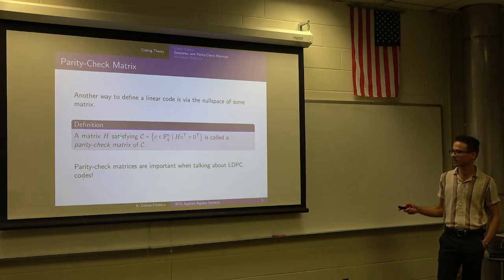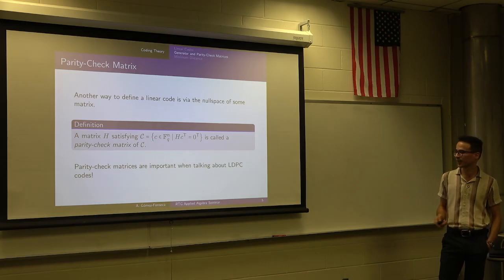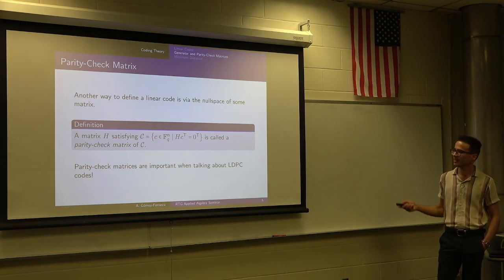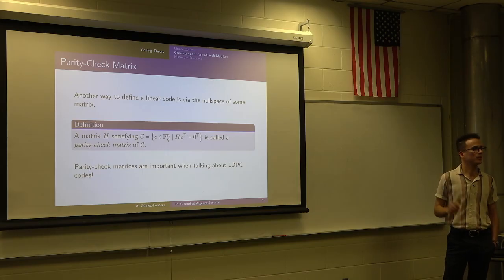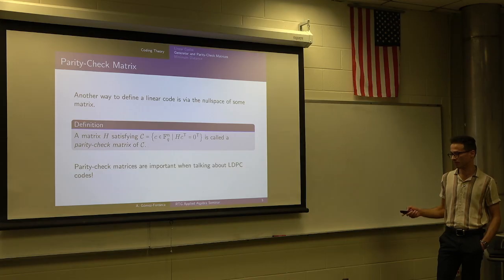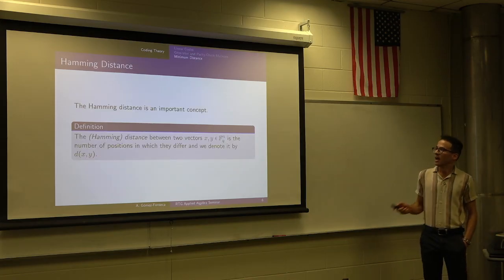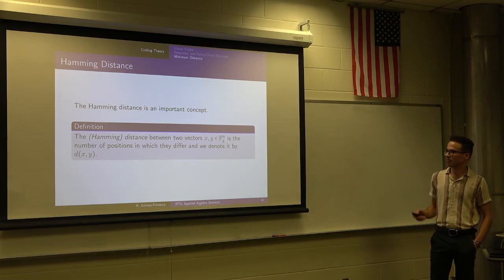This is a matrix H that satisfies the property that H c^T is equal to 0^T, and all the elements in the code can be represented in this way. Okay, so this is a parity check matrix. And when we talk about LDPC codes, parity check matrices are important. Now, the Hamming distance is another important concept.